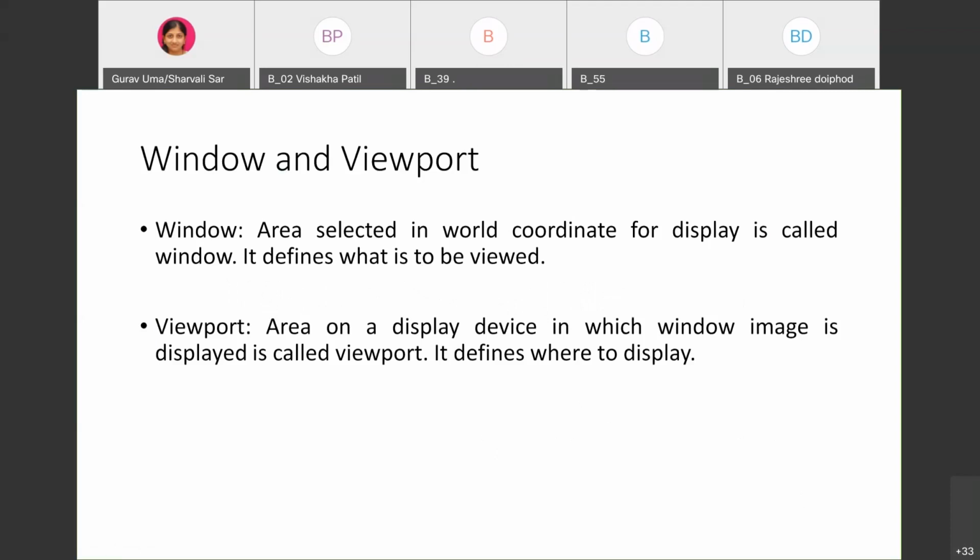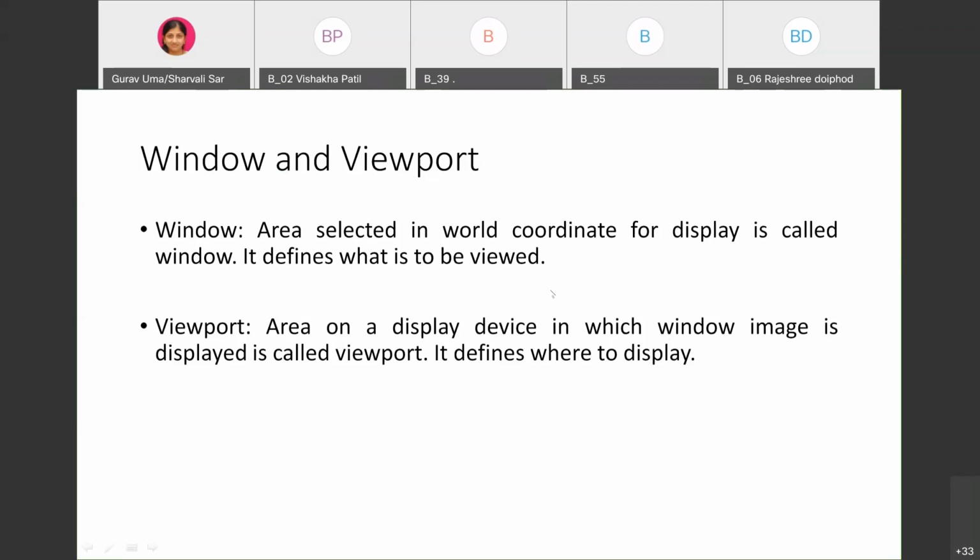Before going to the concepts of windowing and viewporting, let's see what is window and what is viewport. So window means what? Area selected in world coordinate for display is called a window. It defines what is to be viewed. Now for example, in real life, we know what is a window. We see something from that window, right? So a window is nothing but it will show you the real object or a real coordinate object.